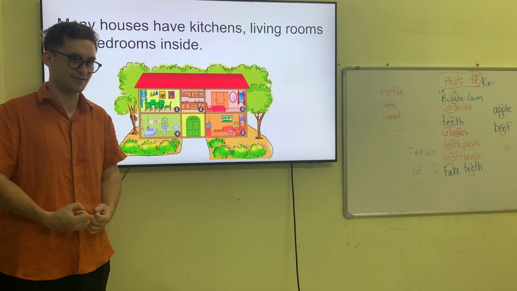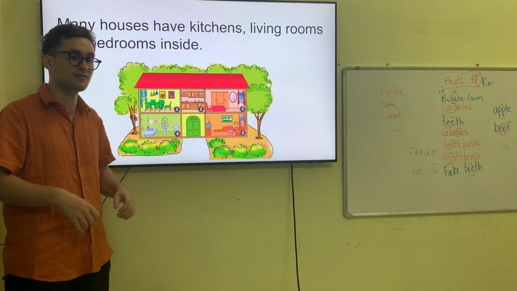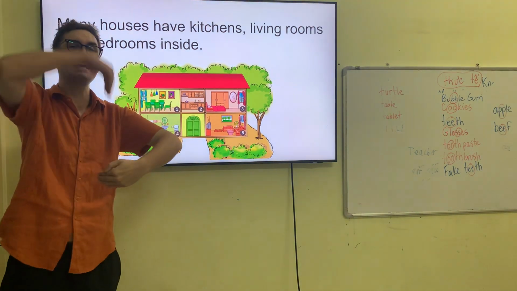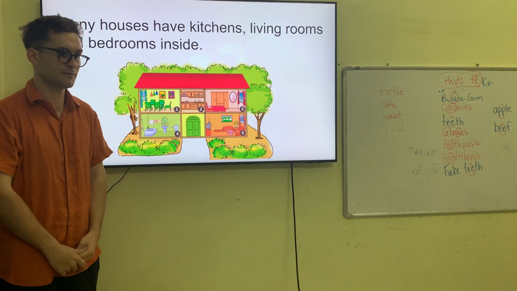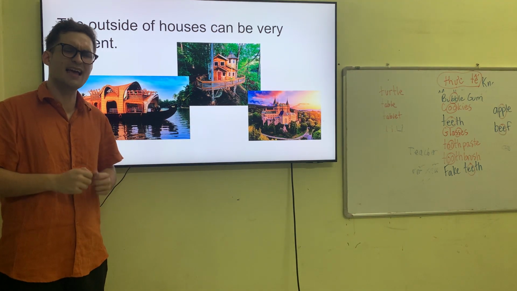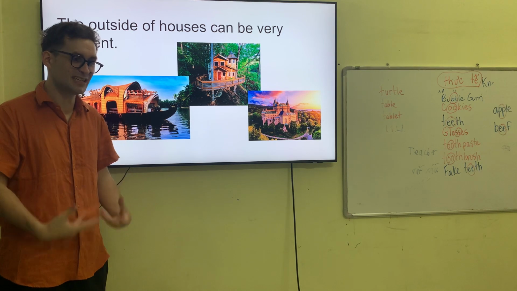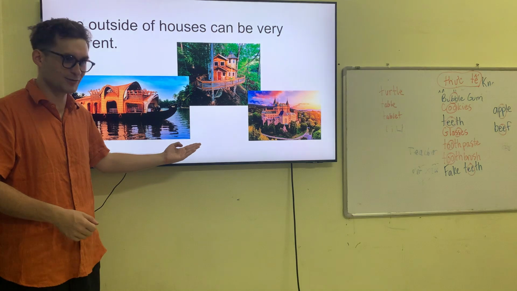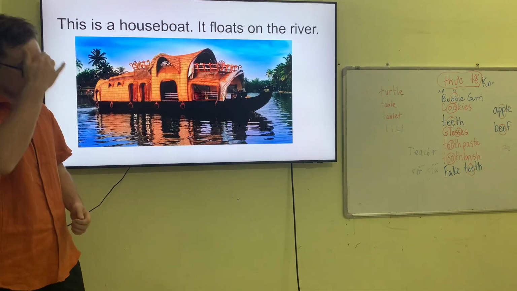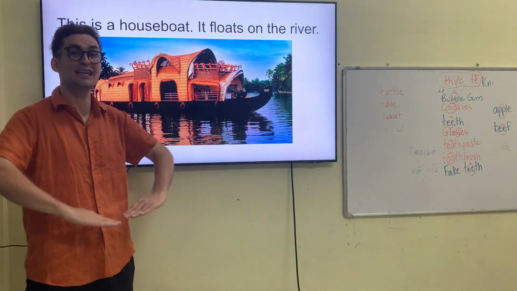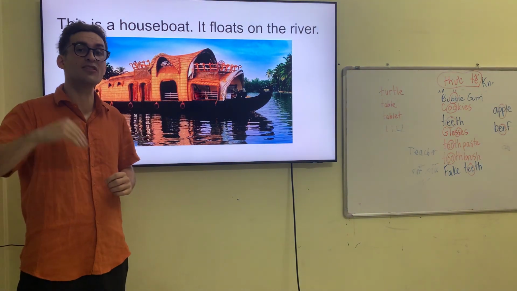Many houses have kitchens, living rooms, and bedrooms inside. The outside of houses can be very different. I see three different houses. This is a houseboat. It floats on the river.